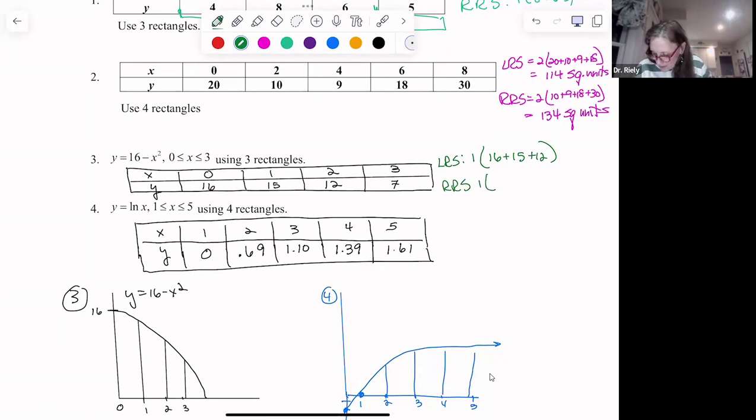And then the right Riemann sum, you're not going to start at 16, you're going to start at 15 and go like that. So then I'll do my math. I think I got. So 16.